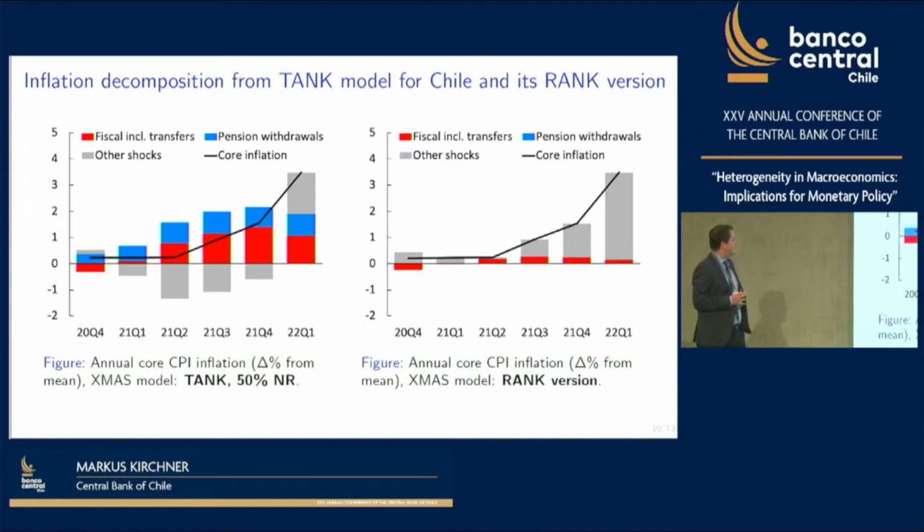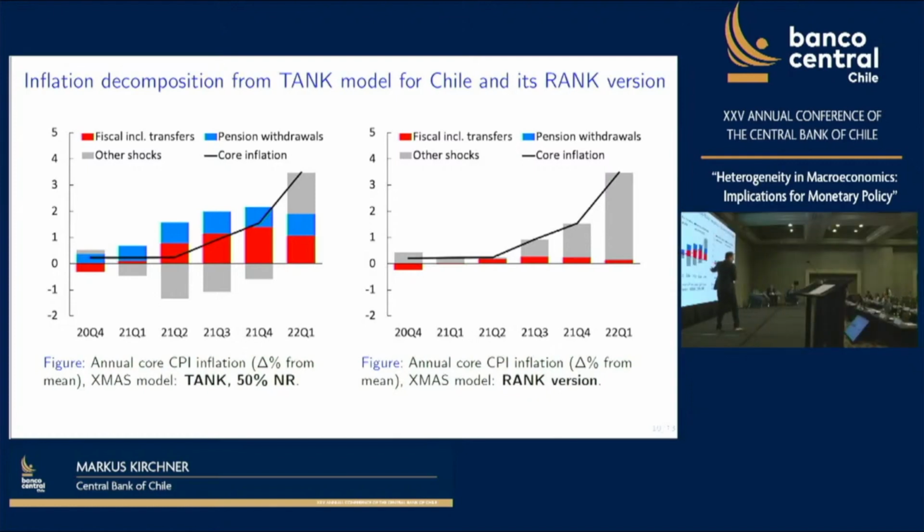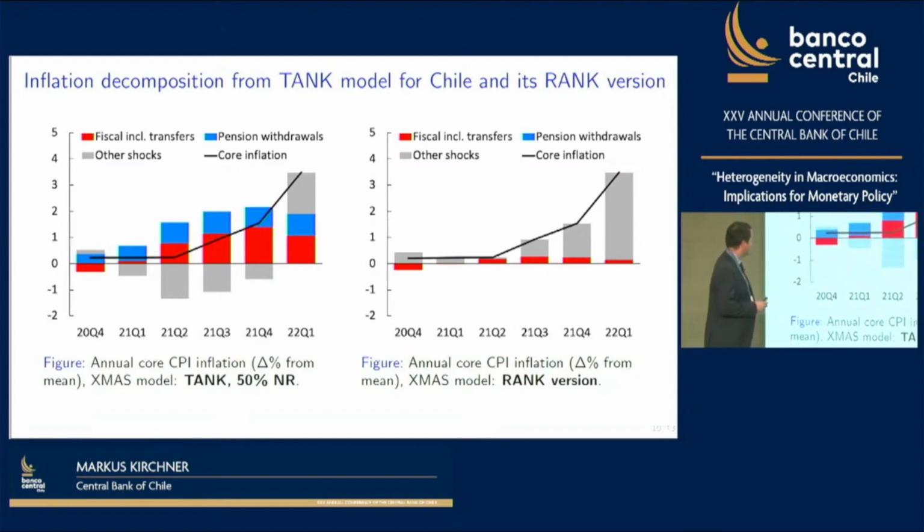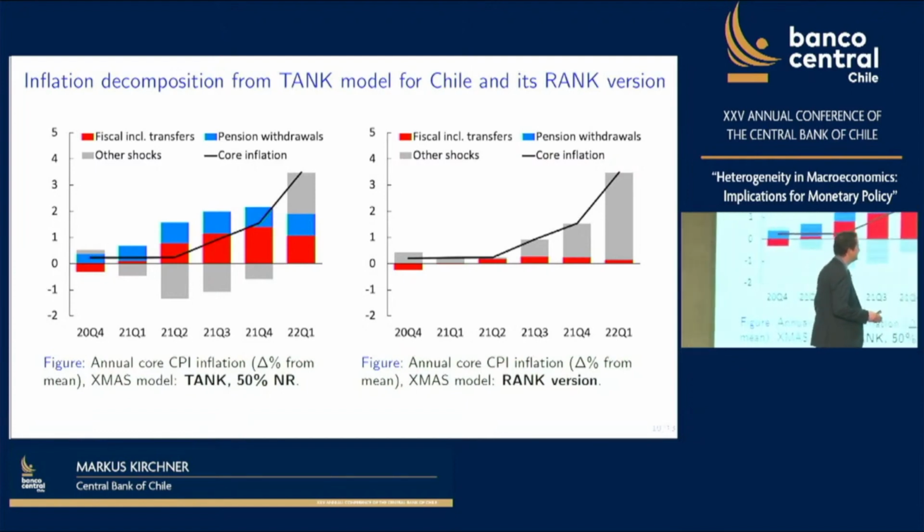And perhaps the most important point here is that most of the increase in core inflation over the last 1.5 years was due to these government transfers and the pension fund withdrawals. Summing up all other shocks, there are about 20 shocks here: demand shocks, supply shocks, cost push shocks, external shocks, a UIP shock. Some of these go upwards, the other ones downwards. But if you ignore them, you see the blue and the red bars are by far the most important contributors to inflation. And in the RANK model, nothing happens.